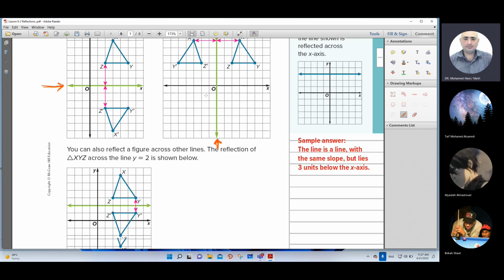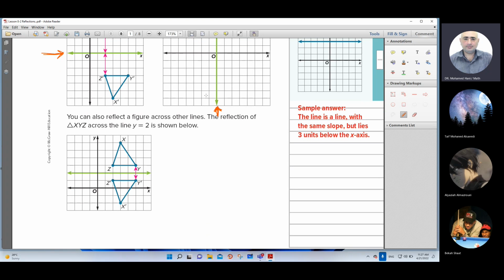Okay, suppose we have a different line, not the x-axis and not the y-axis. Suppose the line is y equals a constant. This line here is y equals that constant. And here we have the triangle ZXY, this is the pre-image, and this is the image, triangle Z prime, X prime, Y prime.